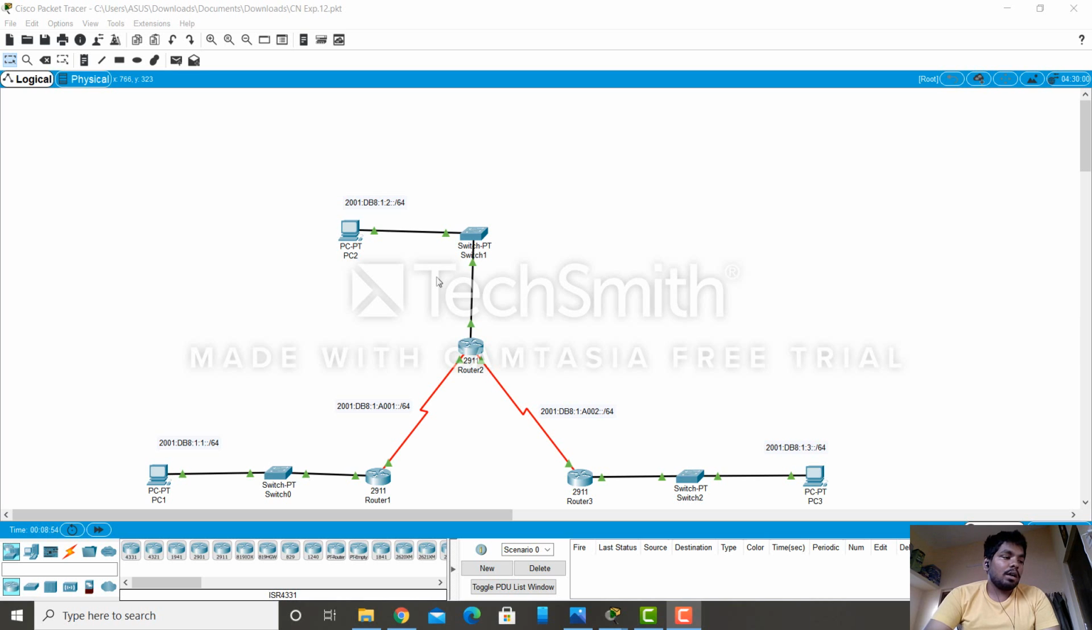For confirmation, the result of this experiment is successfully verified.